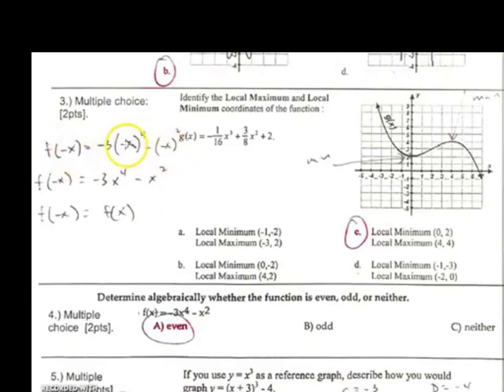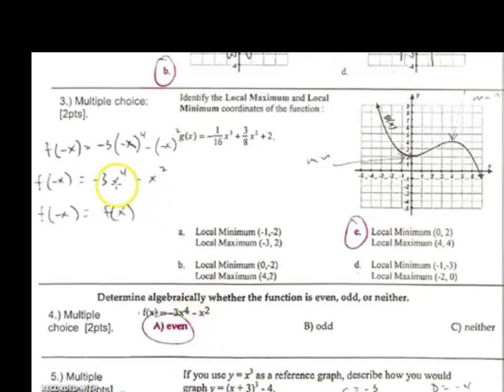Negative x to the 4th power is going to be positive, so that would become positive x to the 4th. And positive x to the 4th times negative 3 is just negative 3x to the 4th. Here this is going to become x squared, and the opposite of x squared is just negative x squared. And you'll notice that this is the original problem.